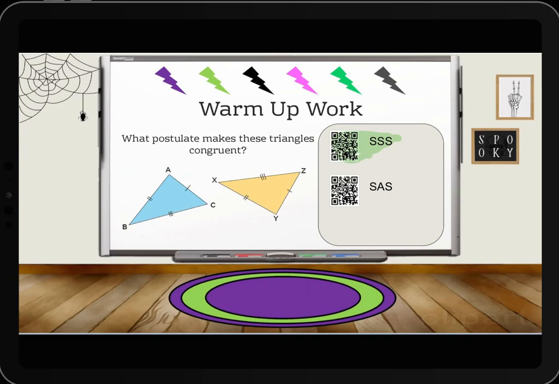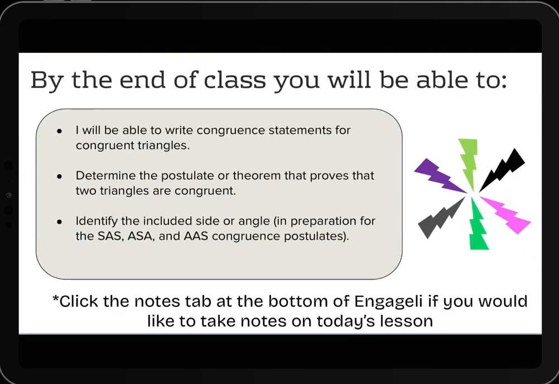Today's objectives are going to be to ultimately write a congruent statement again for congruent triangles, this time of course focusing on the postulates and congruence postulates or theorems that we otherwise haven't talked about yet. And we're going to be proving triangles are congruent all the same.